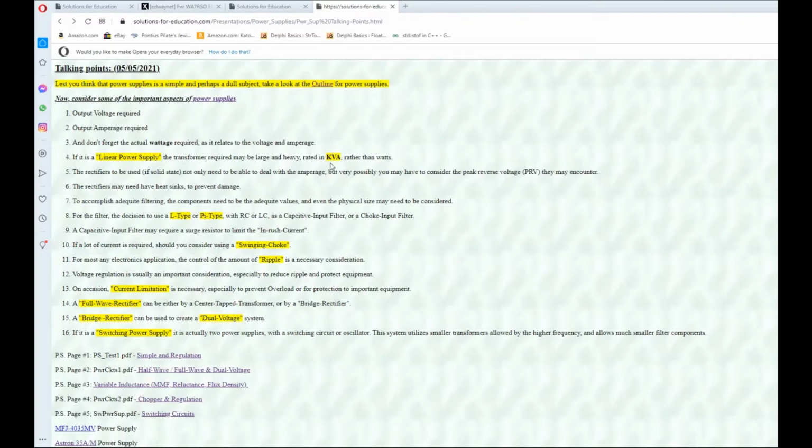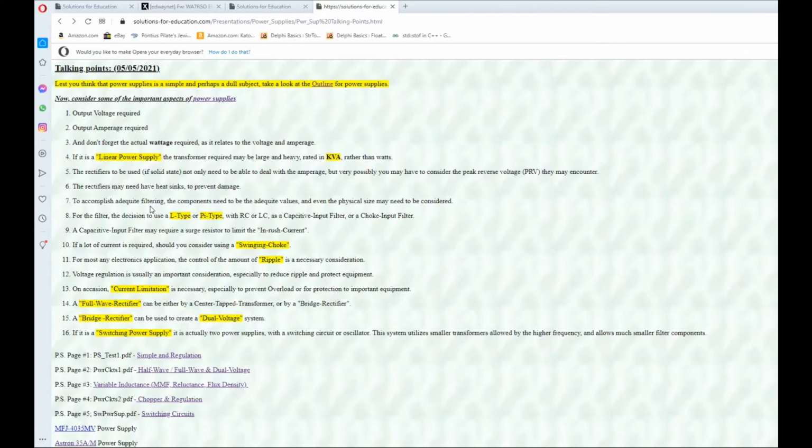And anyhow, transformers are rated in kVA rather than watts, just as a reminder. When you're dealing with rectifiers, you have to make sure that they're solid, that is, they'll carry the current, but also don't forget peak reverse voltage can destroy a rectifier. Okay, they need to have heat sinks to prevent damage. Yeah, they do blow up. Burn up is actually a better term. Sometimes they can be quite noisy when they blow, by the way. Ask me how I know.